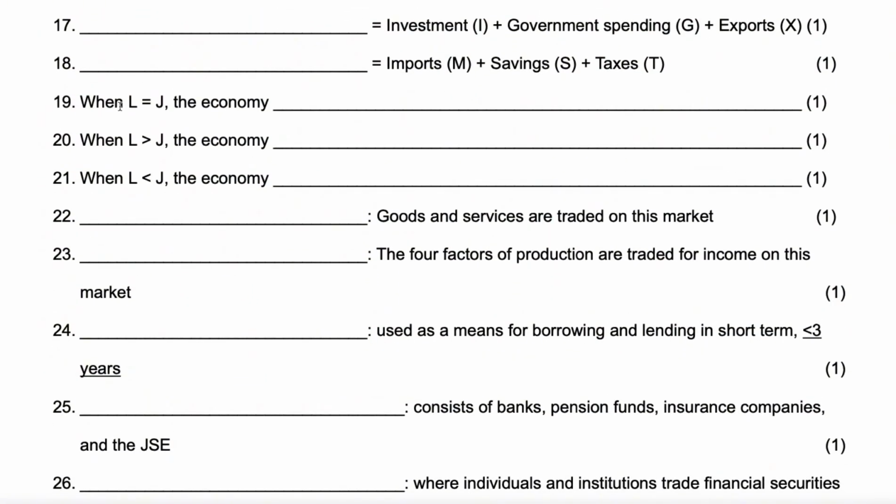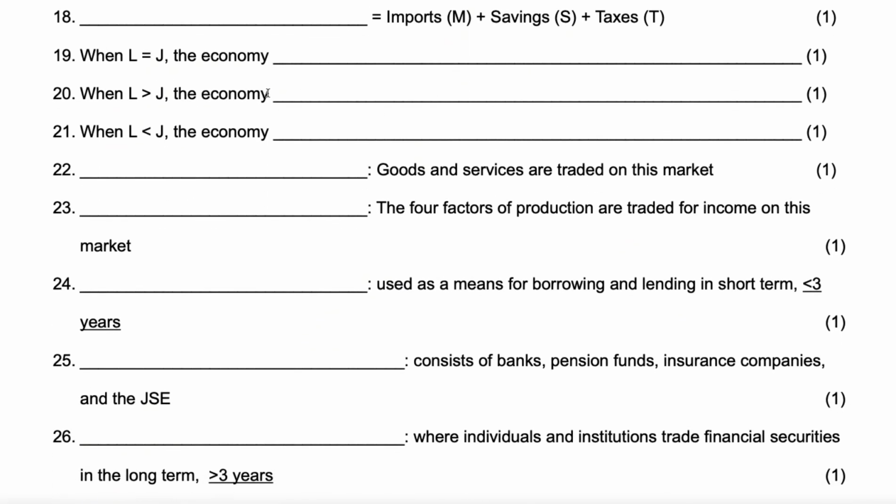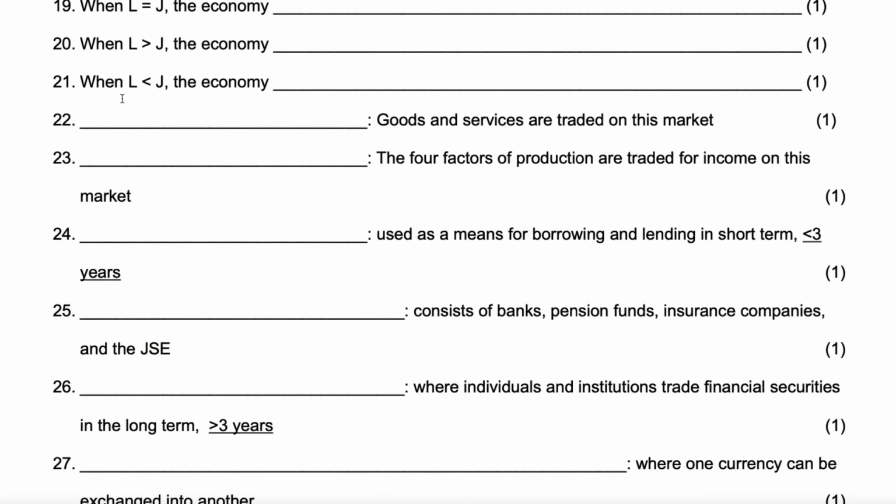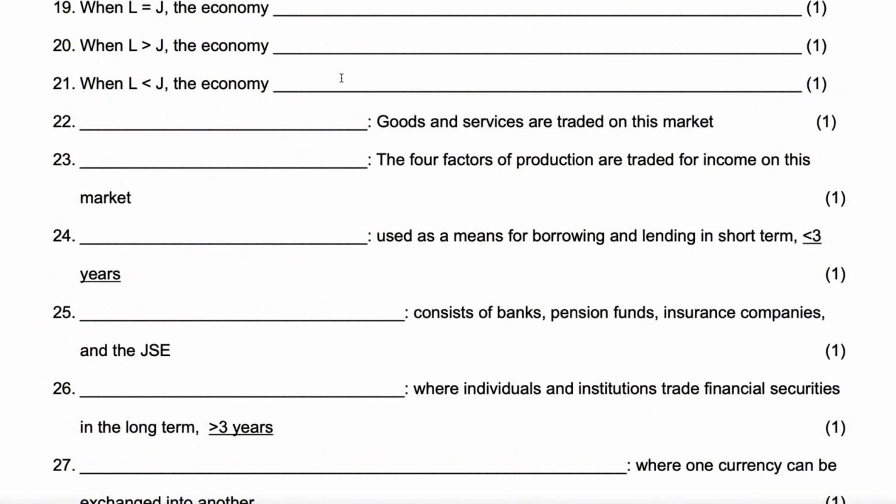Number 19, when leakages are equal to injections, the economy will be in equilibrium. Then number 20, when leakages are greater than injections, the economy will decline, because look, what's going out, which is leakages, is more than what's coming in, which is injection. So the economy will drop. Number 21, when leakages, what goes out, is less than what's coming in, definitely our economy is going to grow.